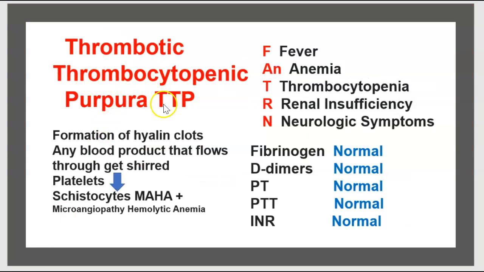Thrombotic thrombocytopenic purpura, TTP: formation of hyaline clots in any blood vessel. Platelets low. Microangiopathic hemolytic anemia positive. The rest is normal. Fibrinogen normal, D-dimer normal, PT normal, PTT normal, and INR normal. But FAT RN: F stands for fever, A for anemia, T for thrombocytopenia, R for renal insufficiency, and N for neurologic symptoms. Platelets low, rest normal, but there is fever, anemia, thrombocytopenia, renal insufficiency, and neurologic symptoms.